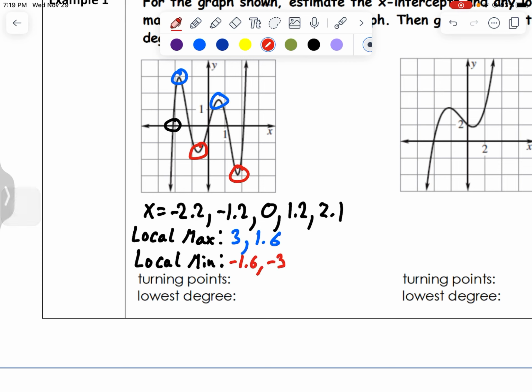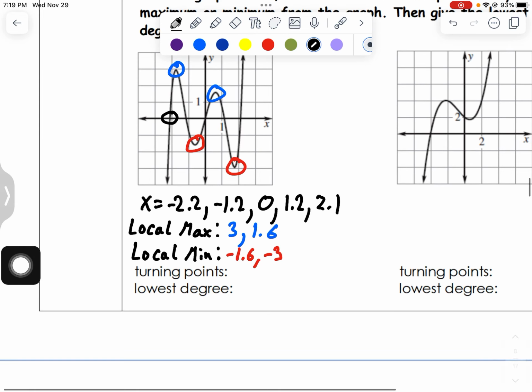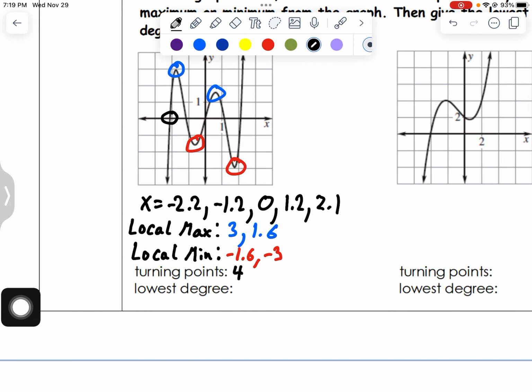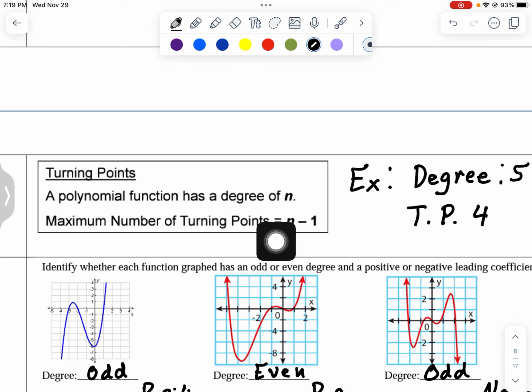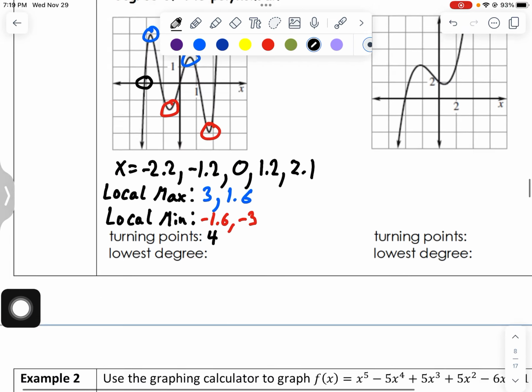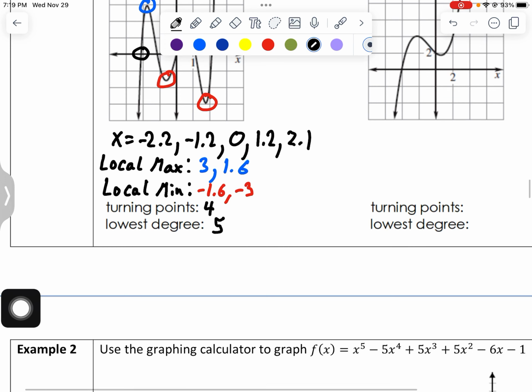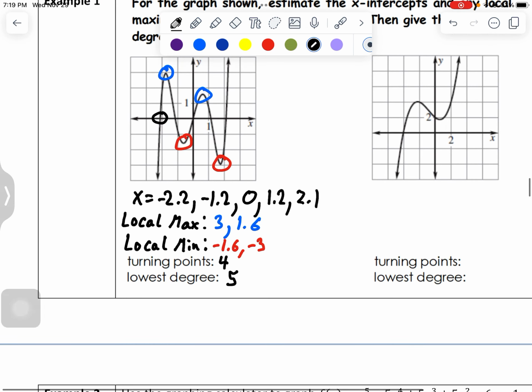Okay. Now the turning points, since we have 4 in total, 2 local max, 2 local mins, we have 4 turning points. The lowest degree, therefore, has to be 1 higher. If we go back up here to what we were thinking before, the number of turning points is n minus 1, so the degree would actually have to be 1 bigger. So then the lowest degree is 5, which makes sense too if we think about the number of x-intercepts. We have 5 x-intercepts, 5 solutions, 5 roots. Goes back to what we talked about before.